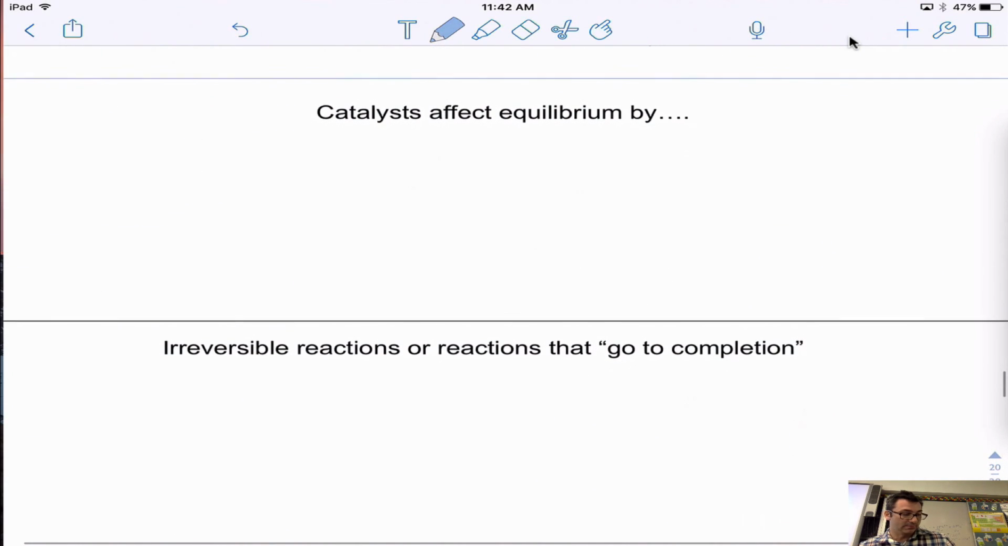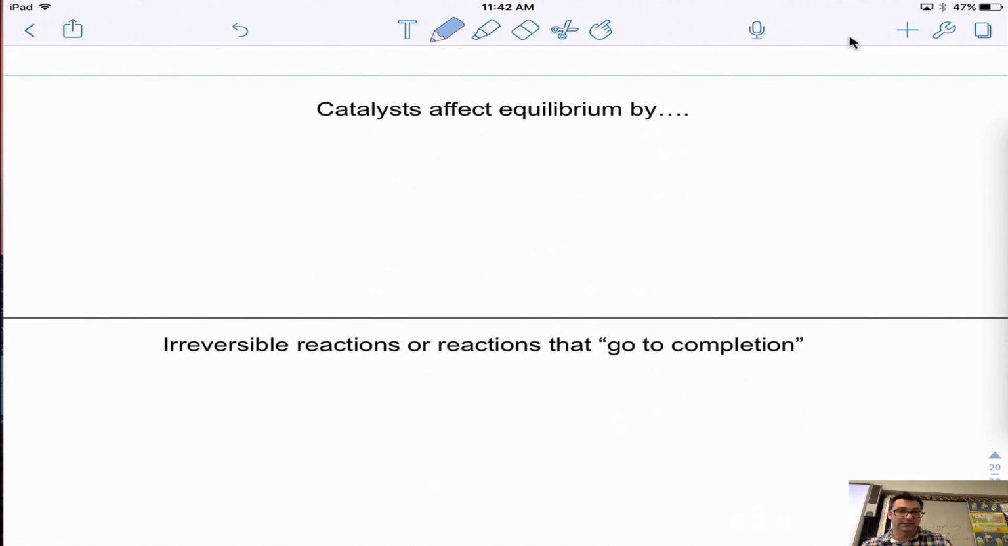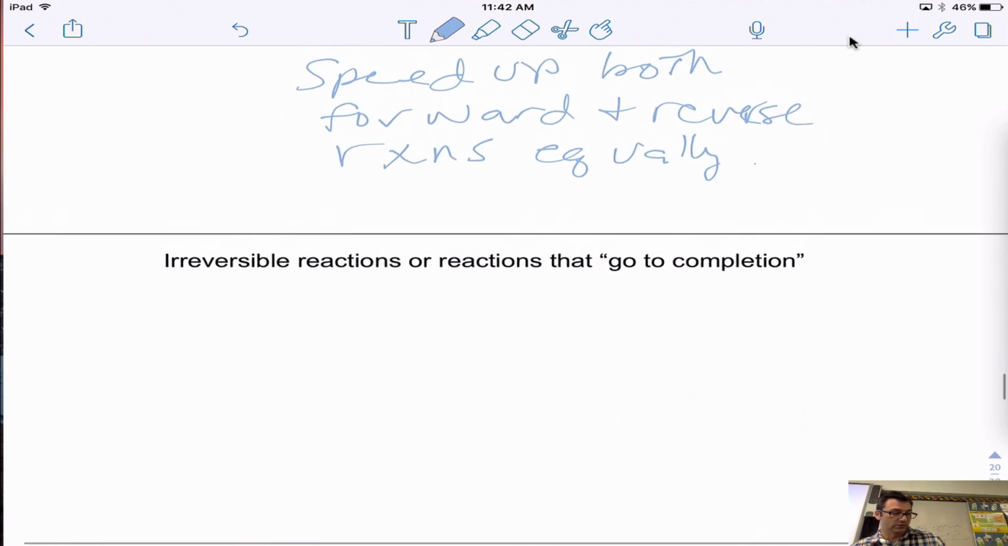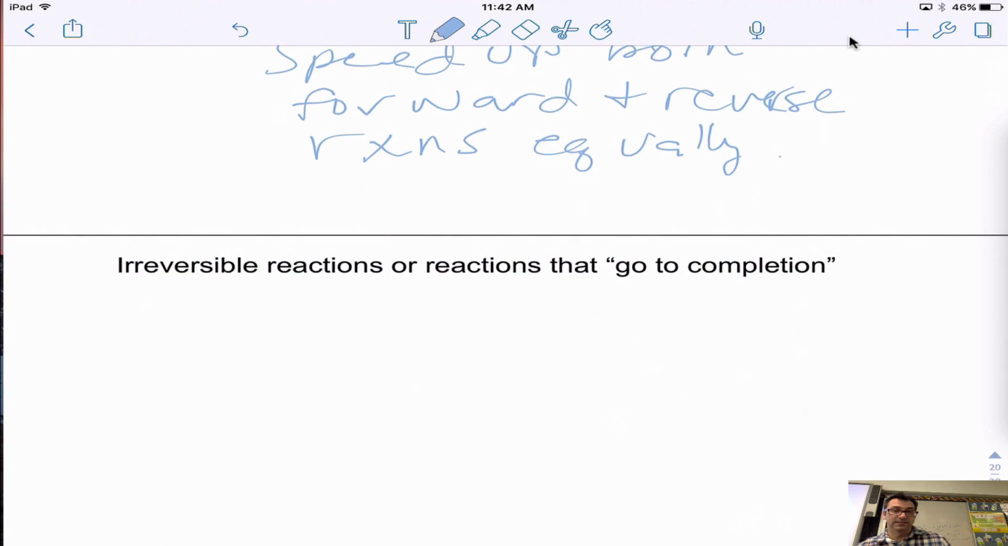Lastly, catalysts affecting an equilibrium. Catalysts will affect the equilibrium by doing nothing to it. So a catalyst, it will speed up both the forward and reverse reactions equally. So there's no shift from a catalyst. And finally, if you have an irreversible reaction that goes to completion, this means that you can never reach equilibrium. You will always have just products forming. And you can force a reaction to go to completion by removing the products.